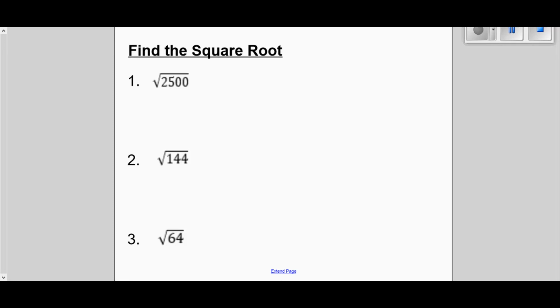So finding a square root. So we just practiced identifying what was a perfect square. Now let's practice finding a square root. So here we got the square root of 2,500, and this one's not anywhere in your list. So I'll help you with this one. So can we break up 2,500 as some number times itself? This would be 50 times 50. So the square root of 2,500 is 50.